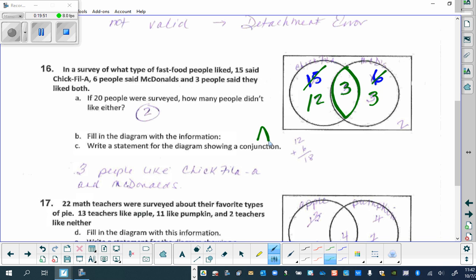When I look at how many people are in my diagram, 12 plus 6 is 18, and they tell me they talked to 20 people. I'm like, okay, well, what happened to the other two? They're here, people I talked to, but didn't like either one.